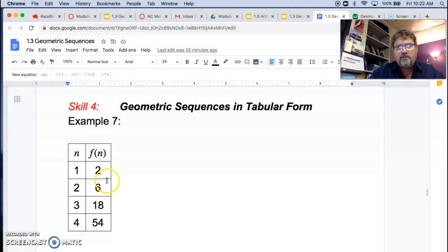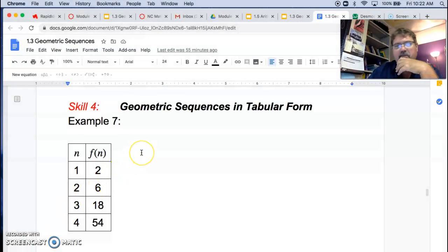Hey everybody, in this video we're going to start wrapping up our geometric sequence talk here. We're going to look at a table and then we're going to look at a geometric sequence that is in a graph only, and we'll write an nth term formula for it. Okay, so let's get started looking at some of this.